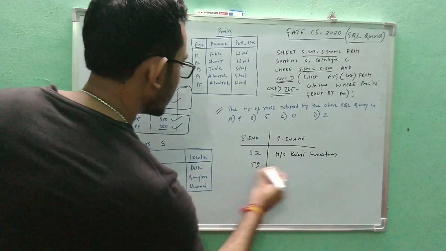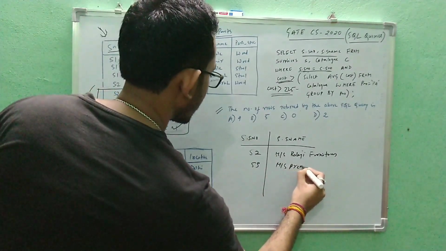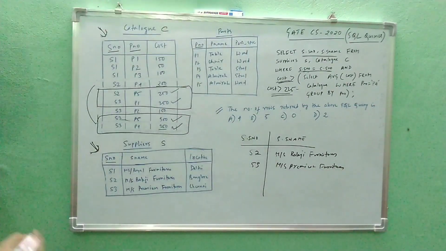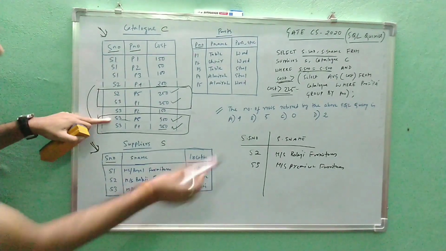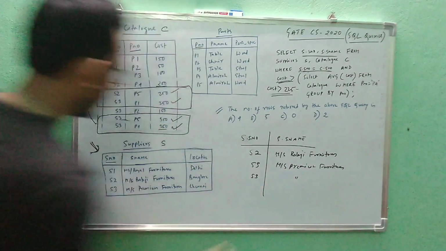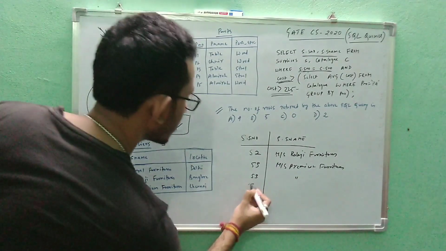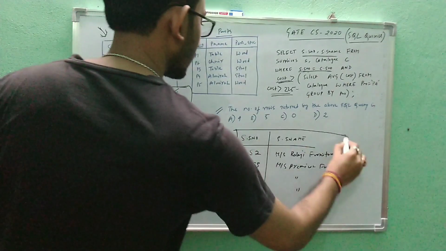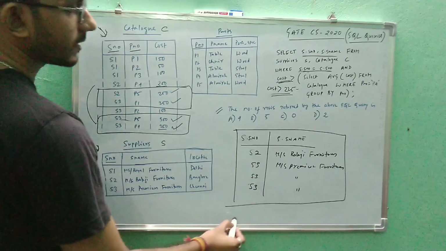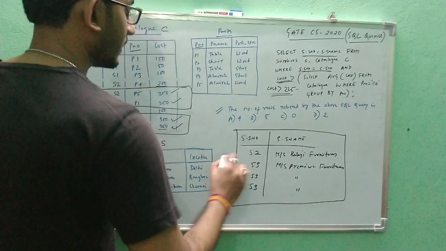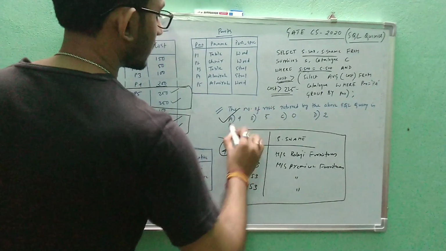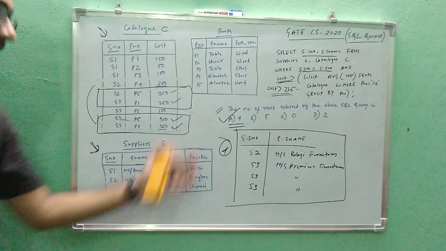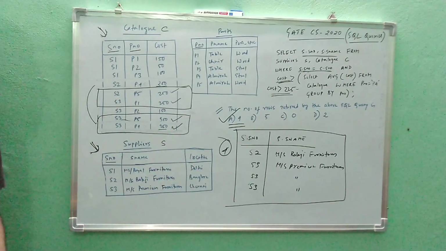Okay, S3, Premium Furnitures. Again S3 is there, so again for S3 this will be printed, same thing. Again S3 is matching, so again for S3 this will be printed. So this is our final output. So how many rows are we getting here? 4 rows, right? We are getting 4 rows here. So our answer is this. Is it clear, guys? If not, you can rewatch the video once or twice, it will be clear. Okay, thank you.